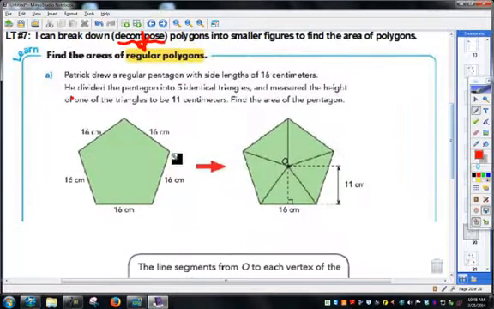Pentagon. Okay, this right here is a regular pentagon. You can see it's got 5 sides, which is what a pentagon is, and it's regular, which means that all 5 of those sides are the exact same length. Okay, and we're going to be able to find the area of this pentagon, not by a formula. We're not going to learn some crazy formula.